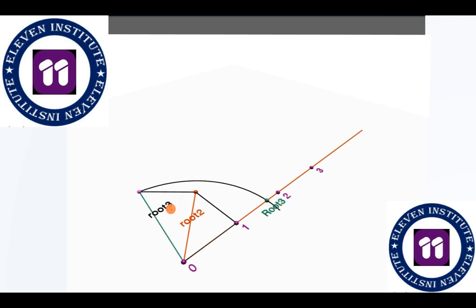Please focus on this triangle. Right? This is our base, root 2. Right? Why? Because we do not directly know the value of root 2 on the number line. So first we have constructed root 2.